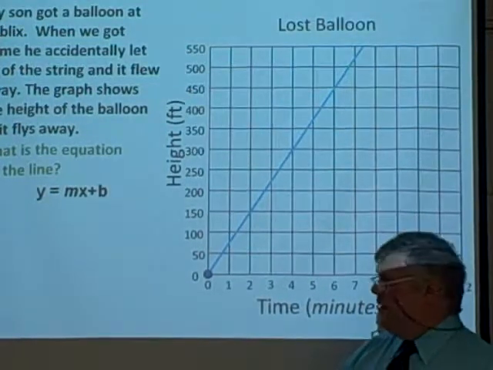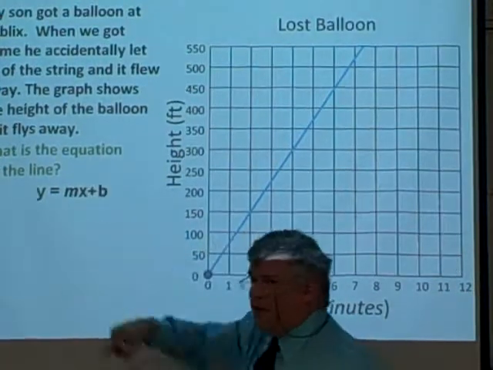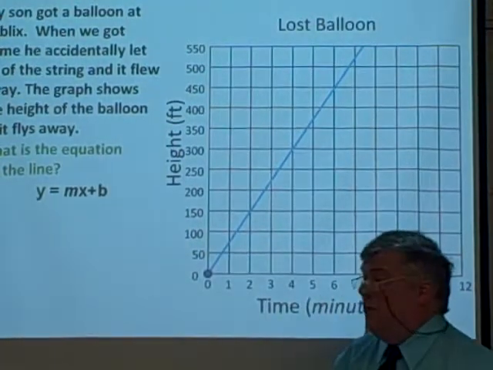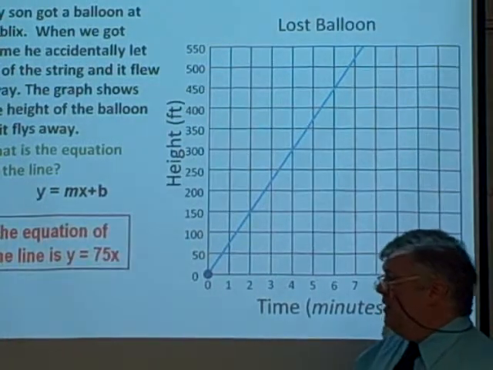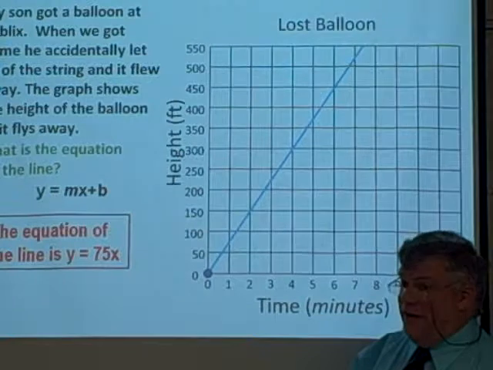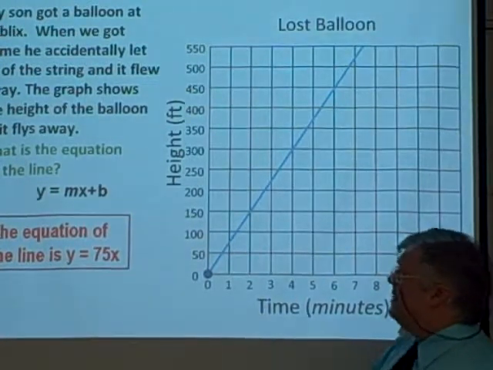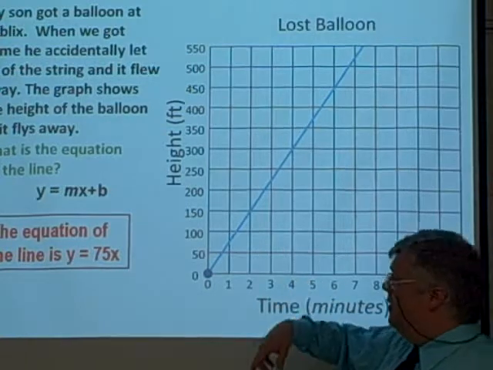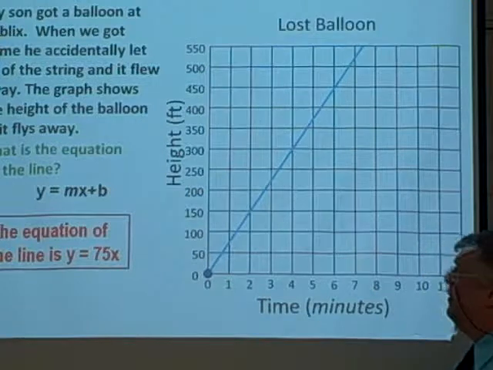Since it's at 0, that means my b is 0, which means it can be ignored. It's just going to be y equals mx, which the slope we said was 75. So our equation is y equals 75x. And we could use that to find the exact height. If we do 5 times 75, you are actually going to get 375.